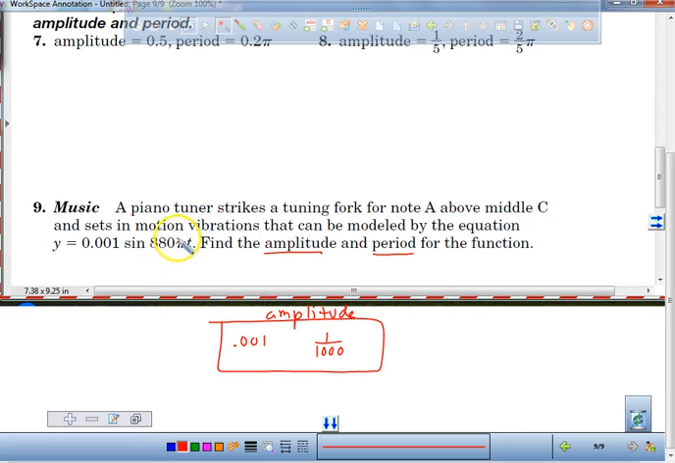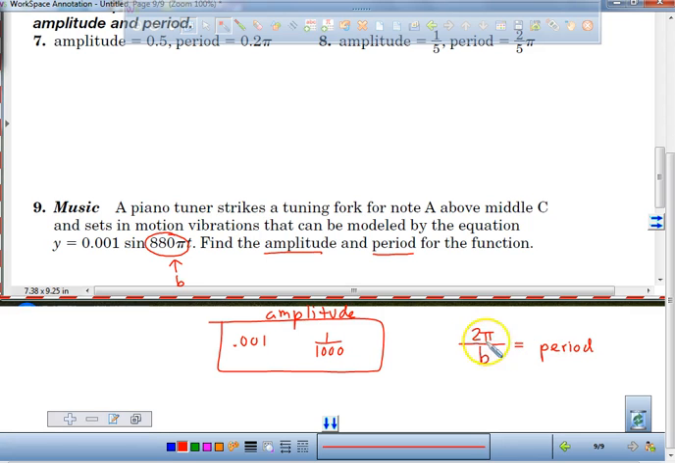Now, everybody, this right here, that value right there is b. 2 pi over b is the formula that will always give us the period. If you can recognize what b is, you can use this formula every single time.